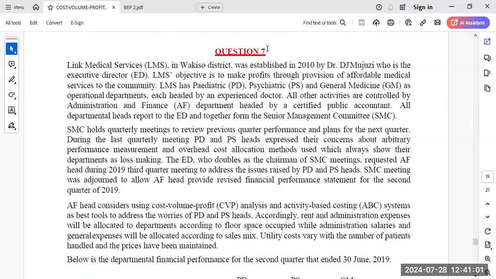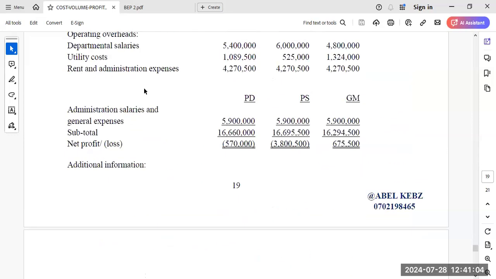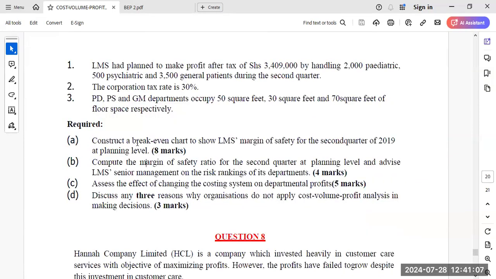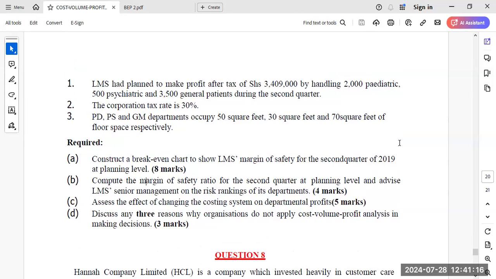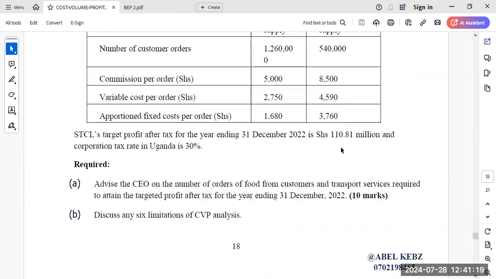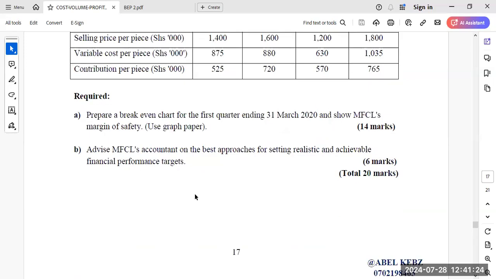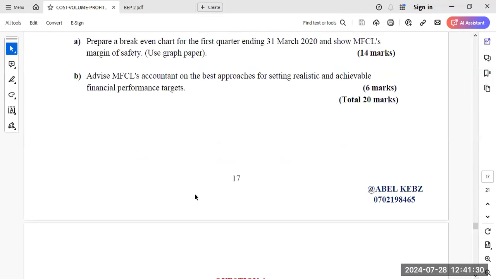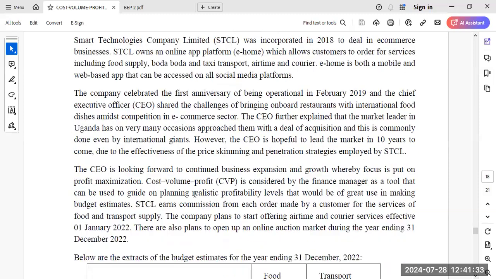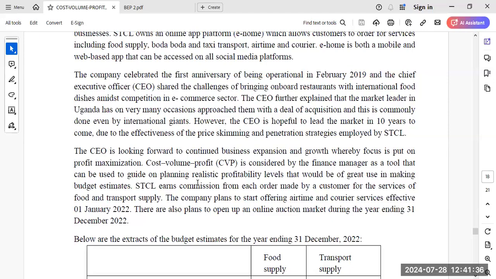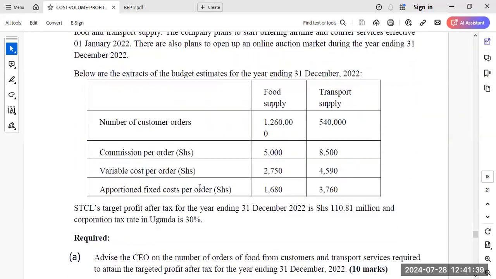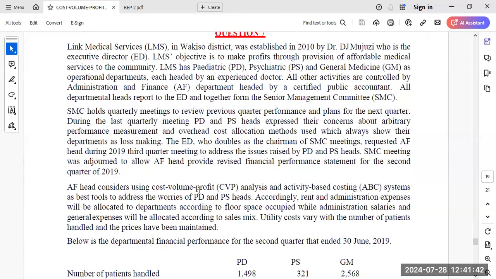This is question 7. In the required part, they are telling us to construct a break-even chart to show this company's margin of safety for the second quarter. So this is actually like question 5. The same knowledge: you need two coordinates, at budgeted level and also at break-even point level. But how do you interpret the question? I need to interpret the question, then you will finish everything.